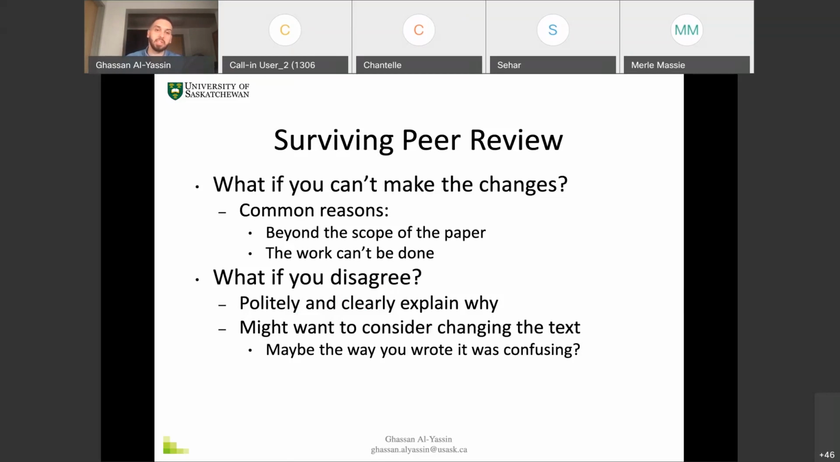So don't just say, I disagree and that's it. Maybe you can address it somehow. All right? And make any changes, reword, rephrase, do all these things and see if it helps make the text clearer. And the reviewer will appreciate that.